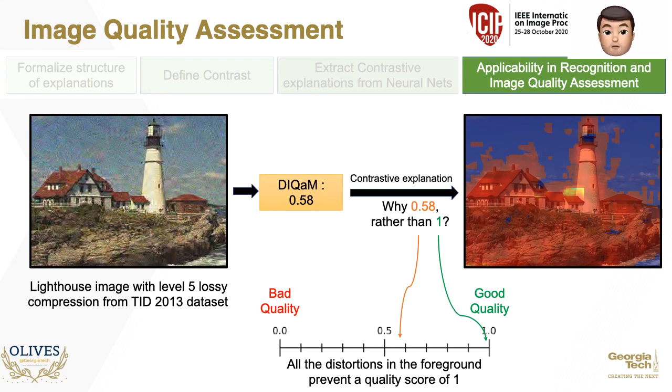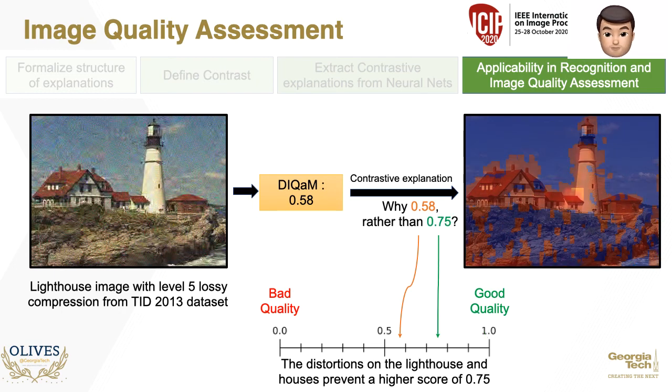As can be seen, all the foreground portions of the image, house, lighthouse, and cliff, are highlighted. This means that the distortions in these foreground objects prevent the network from predicting a high score. Now, if we reduce the contrast to 0.75 instead of 1, notice that the highlighted portions are from the house and lighthouse only. Hence, this suggests that while all portions of foreground played a part in not predicting 1, the house and its corresponding distortions are more important since their presence is preventing the network from predicting 0.75 as well. It would have given a pass and predicted the quality as 0.75.